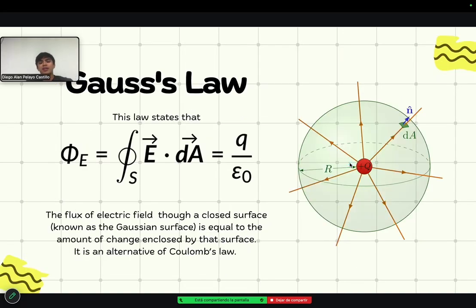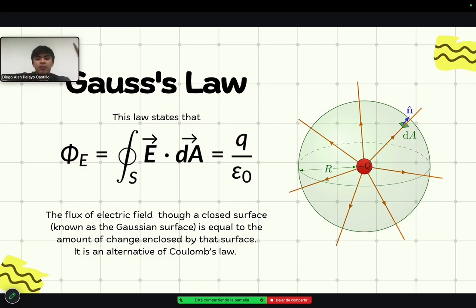And for the next topic, we have Gauss's law. I think this is very important to understand because it's a whole concept that, personally, took me a lot of time to get a hold of.